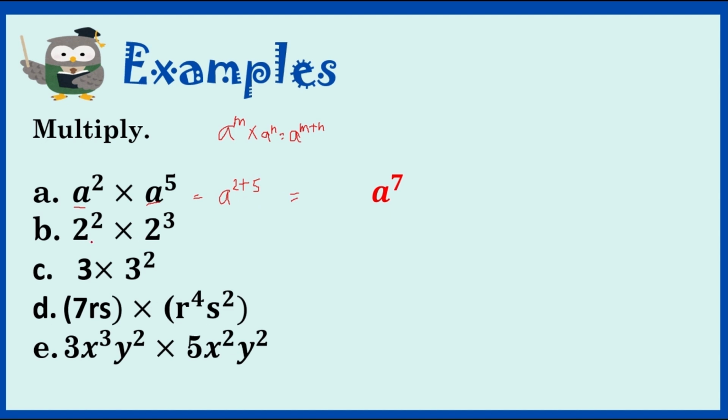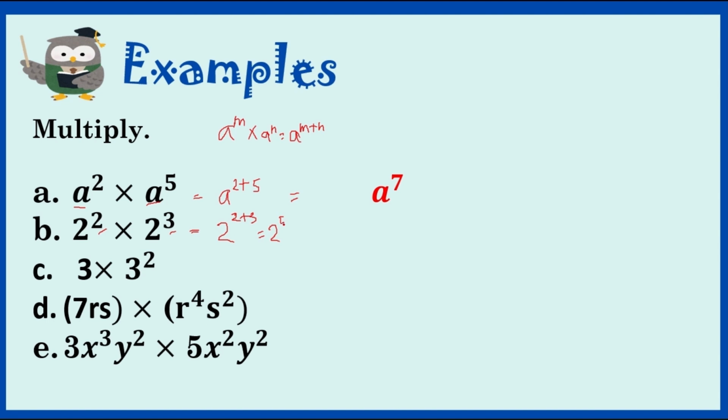How about this one? Do they have the same base? Yes, so just copy it. That is 2. And what about their exponents? They are different. In multiplication, you just add the exponents. So 2 plus 3 is equal to 5. Therefore, that is 2 raised to 5.